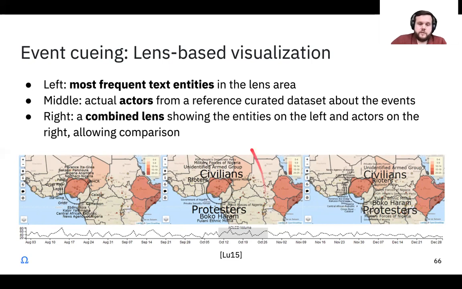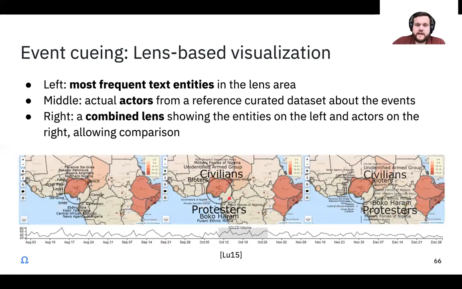The central mode, like the B mode, is in the middle, is the actual actors from the reference curated data set about the event. This task that they have done involved some riots in Central Africa, and there was a curated data set by political scientists and historians that established the so-called ground truth, what actually happened there. They used historical and political science methodology to be neutral and unbiased, to give a good report, basically. This curated data set was considered the ground truth.